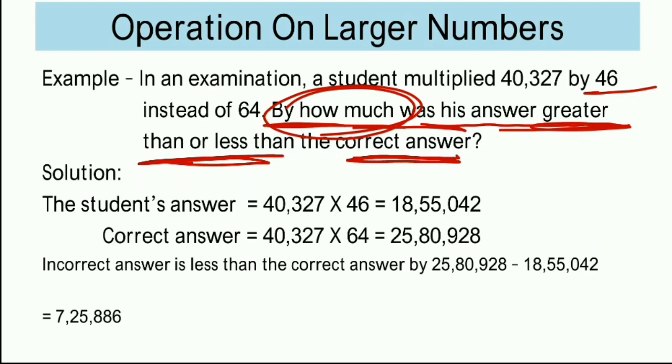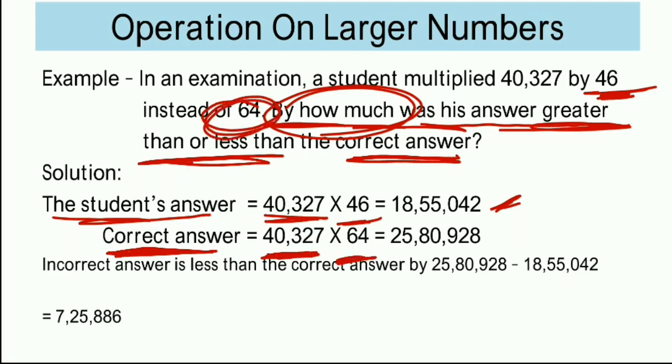So if we find the student's answer, it will be 40,327 into 46, because he multiplied by 46. This is the student's answer, which is incorrect. Now the correct answer would be 40,327 into 64, because he had to multiply by 64. So the correct answer should be this. If you multiply, you will get this number. Obviously if you compare, this is bigger, which means he has got the smaller value.